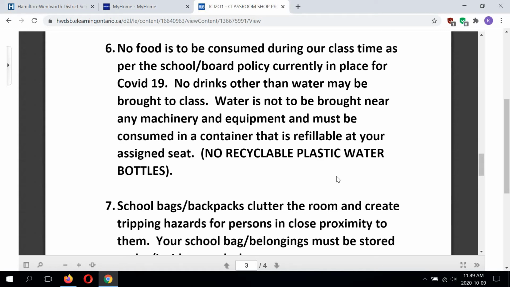I find that these recyclable water bottles get crunched up and left under the desks and all over the room. So if you're bringing a container that you would typically bring home every night to go through the dishwasher or be washed in the sink, you're likely to take care of it and put it in your bag.